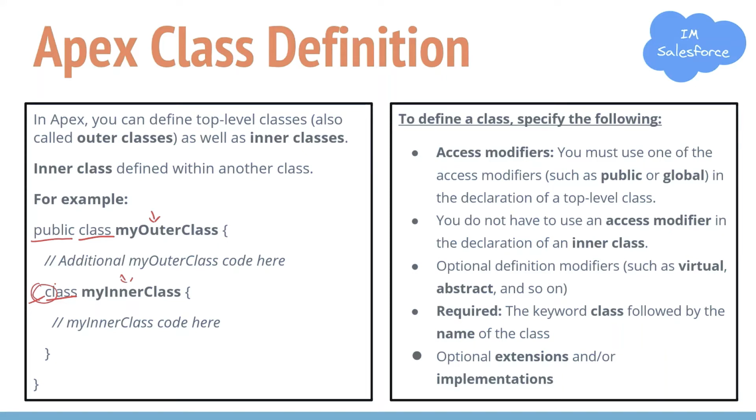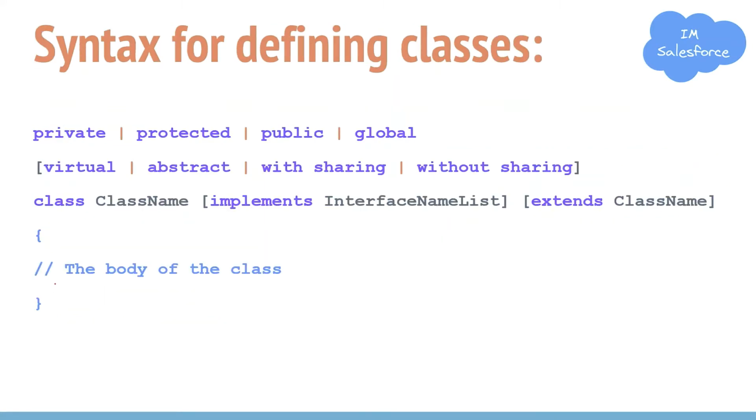Then optional definition modifiers such as virtual, abstract, and so on can be used according to our requirement. What is required? The keyword class followed by the class name is required. The keyword class is required whenever you are defining a class, so the compiler, the system, will know this is a class and has to be treated as a class. Optionally, we can extend or implement. If we want to extend any class, we have to use extends. If we want to implement any interface, we have to use implements.